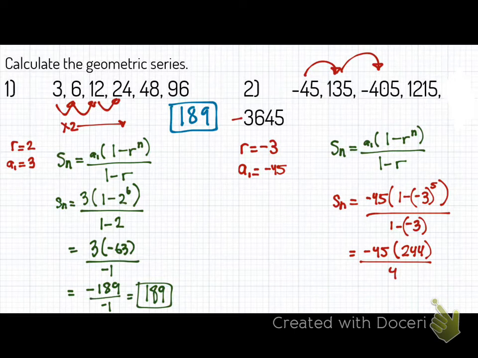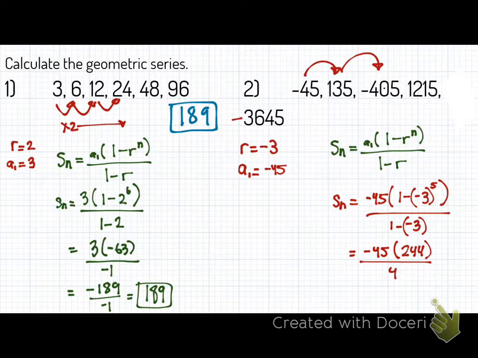Okay, let's focus. We're almost done. What's negative 45 times 244? Okay, this is hard, right? Get your calculators out. We're all participating now. What's negative 45 times 244? You can use the ones on your iPads. Negative 10,980. Divided by positive 4? 2,745.